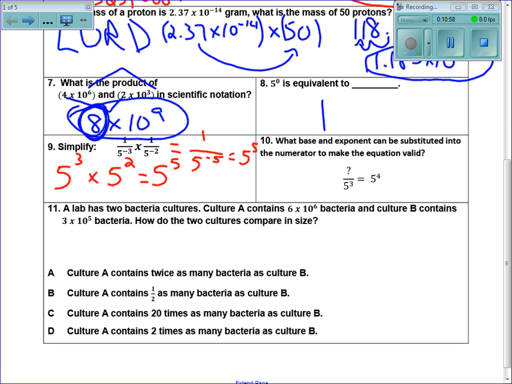Well, this is division because it's a fraction. So the quotient rule tells us to subtract the exponent. So what minus 3 gives me 4? And so if I want to write that out, what minus 3 equals 4?